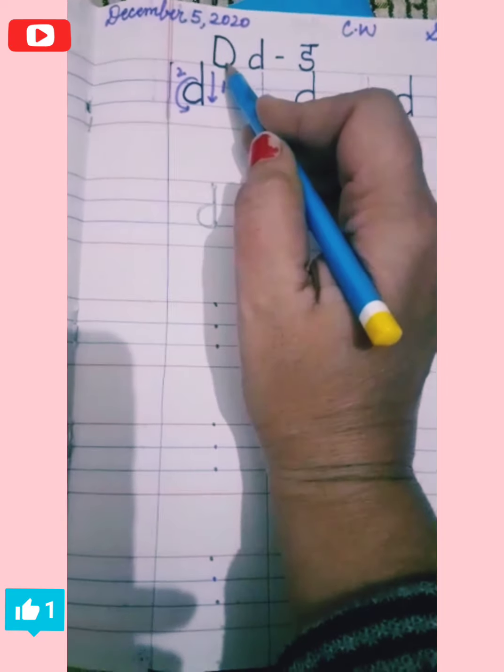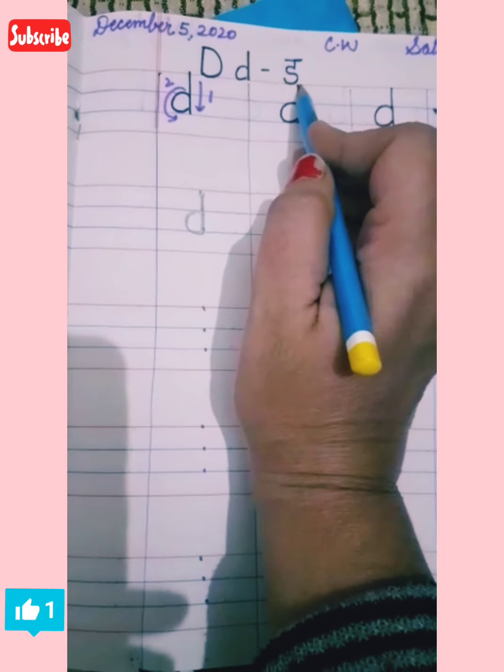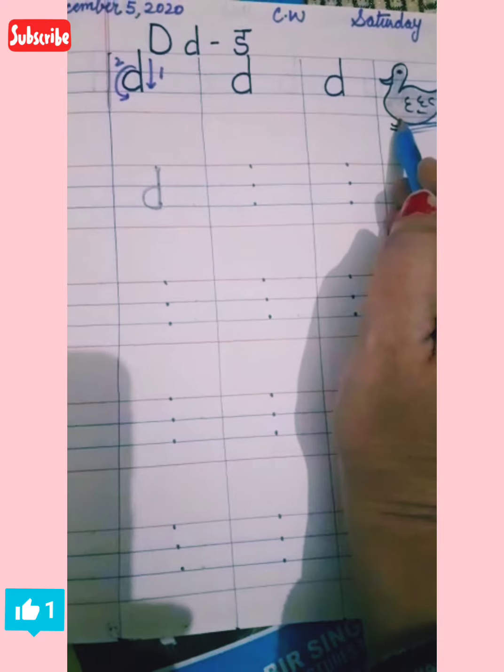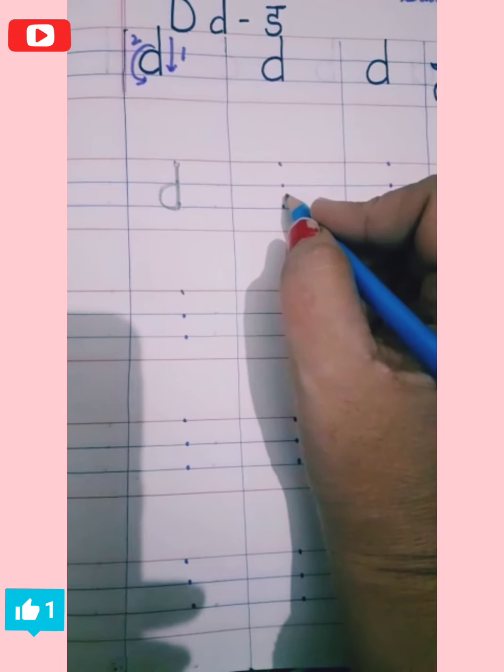Okay students, today we will write a new letter, small letter D. This is a capital D. This is a small d. D says D for duck. Now we write. Look beta.